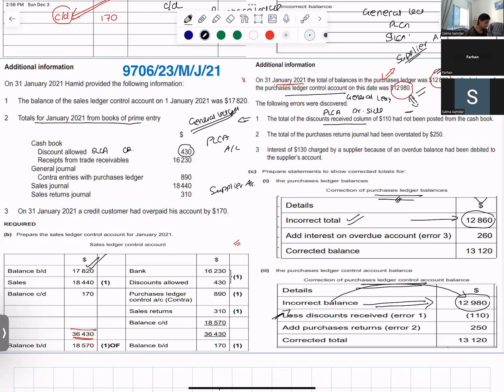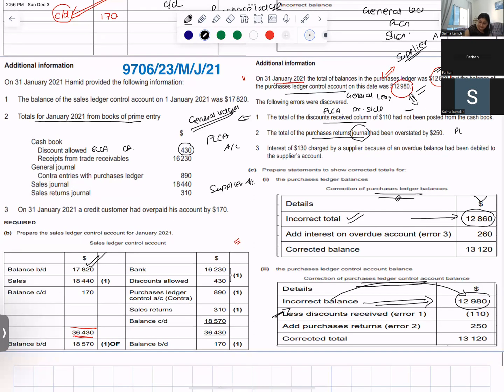Okay, go ahead. The total of the purchase return journal had been overstated by 250. So purchase return journal. Anything that happens in the journal, where do we do it? Anything that happens in the journal will come to PLC, like control accounts, right? If it was ledger, then I would do it over here, in the ledger customer account.